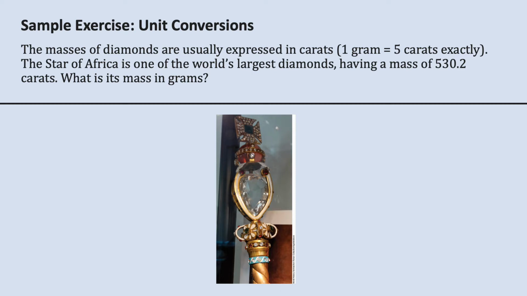Our first problem is a sample exercise about unit conversions. The problem is: the masses of diamonds are usually expressed in carats, and 1 gram is equal to exactly 5 carats. The Star of Africa is one of the world's largest diamonds, having a mass of 530.2 carats. What is its mass in grams?